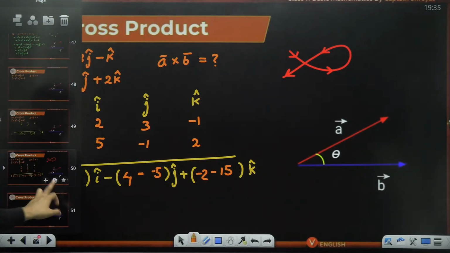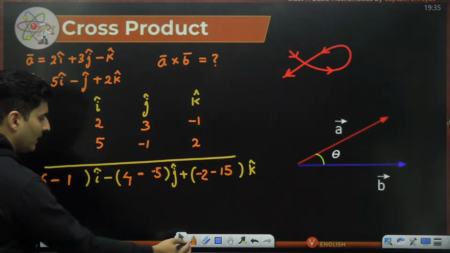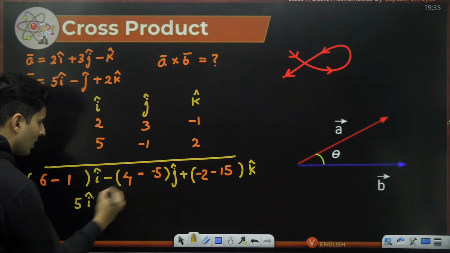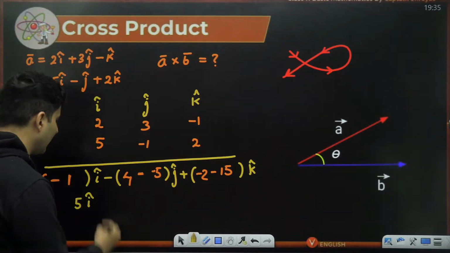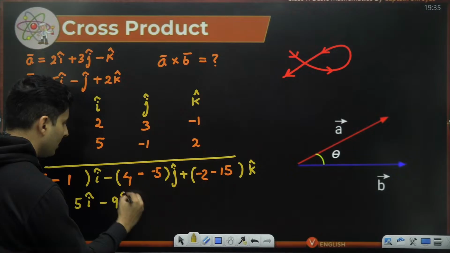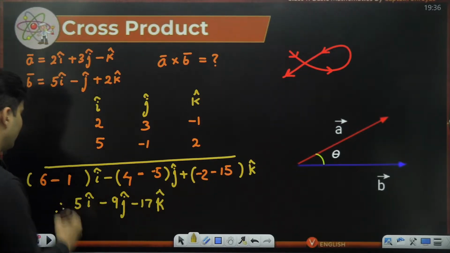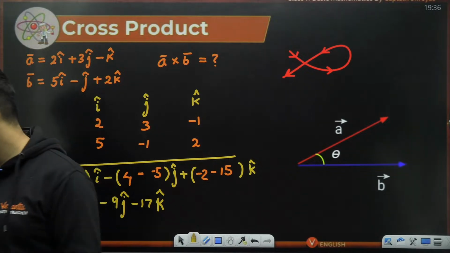Now the next step is just solving them. What is 6 minus 1? That is nothing but 5. 4 plus 5 is 9. So minus 9 j cap. And this is minus 17 k cap. That is your answer, guys.